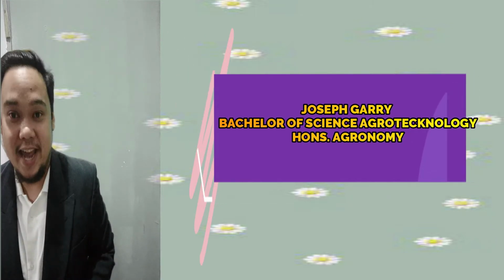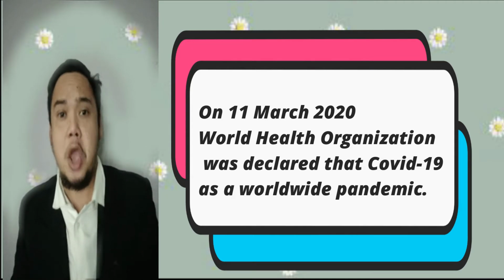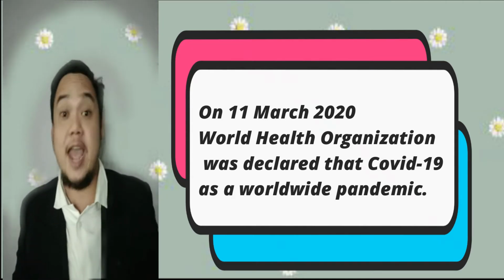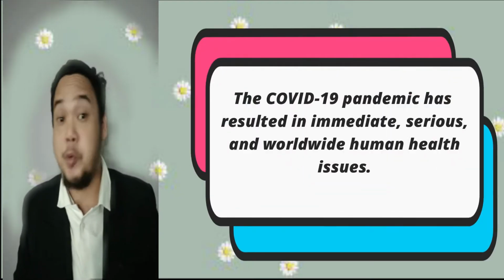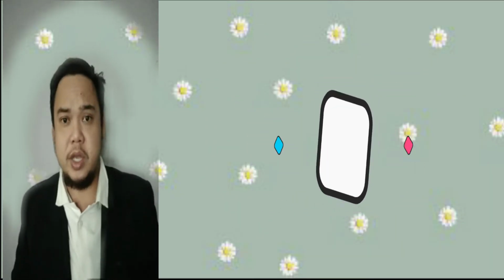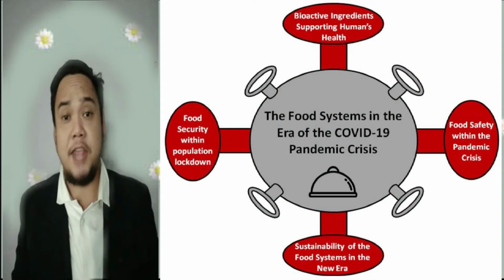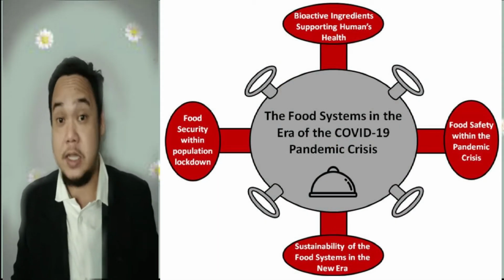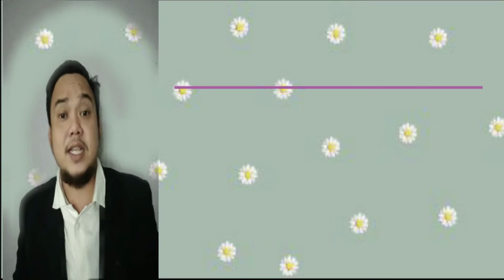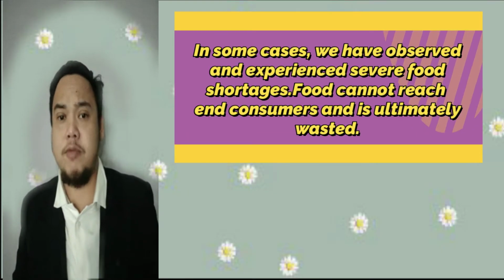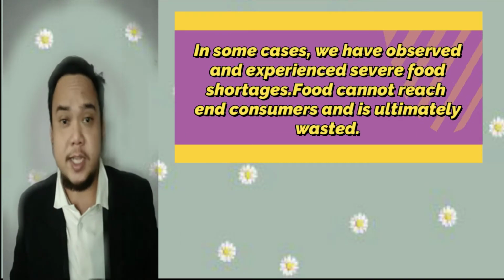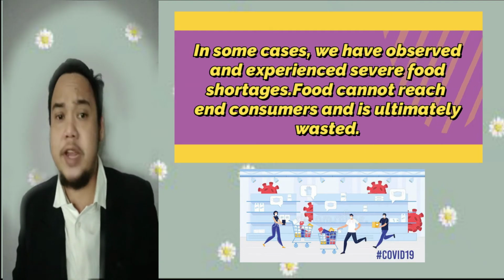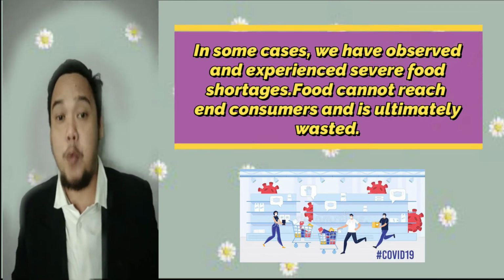in UiTM. On 11 March 2020, the World Health Organization declared COVID-19 a worldwide pandemic. The COVID-19 pandemic has resulted in immediate, serious and worldwide human health issues. The COVID-19 pandemic has created a massive disruption in the food system from farm to fork. In some cases, we have observed and experienced severe food shortage. In others, food cannot reach the end consumer and is ultimately wasted.